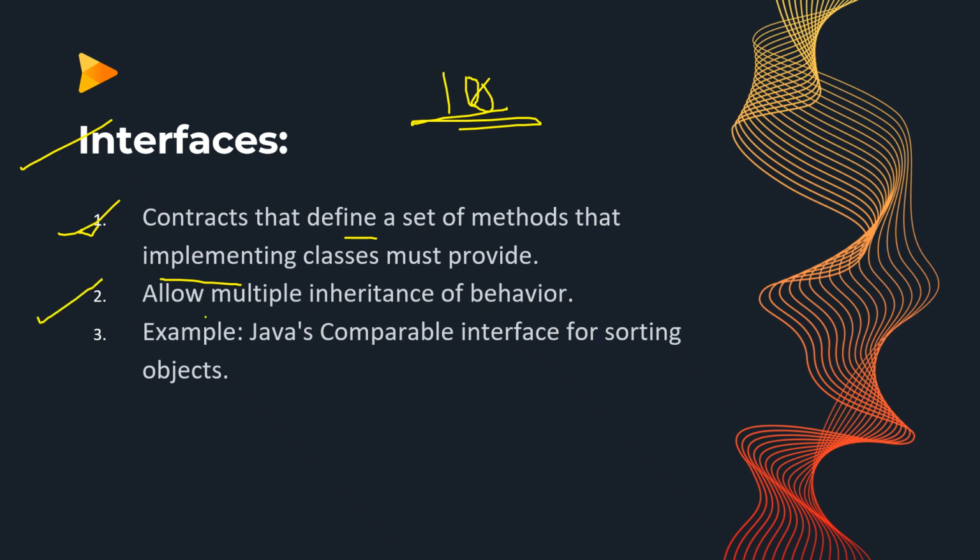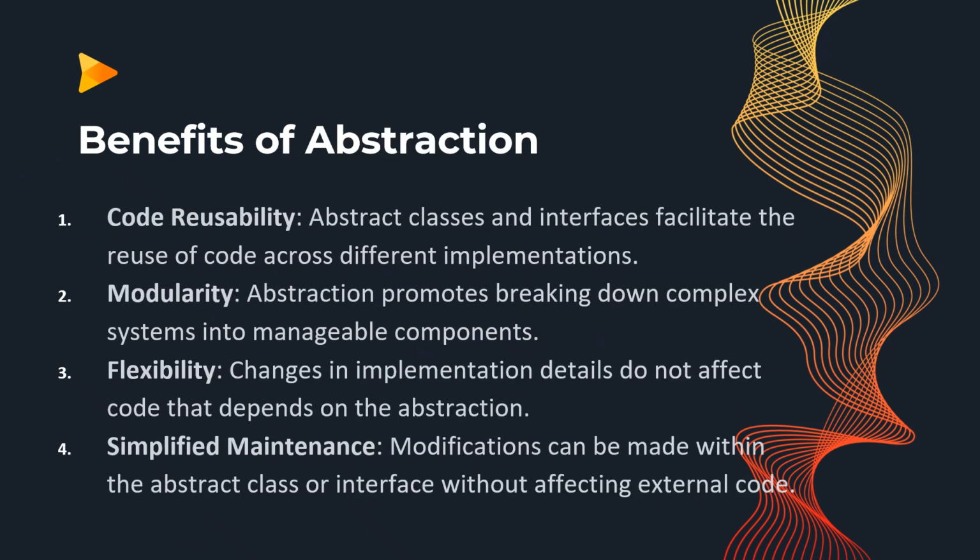It allows multiple inheritance behavior. In Java we cannot use multiple inheritance, but it can be achieved by using interfaces. And if you want to implement an interface, then we use the implements keyword. Like in inheritance we use extends, but for interfaces we use the implements keyword. An example is Java's Comparable interface for sorting objects.